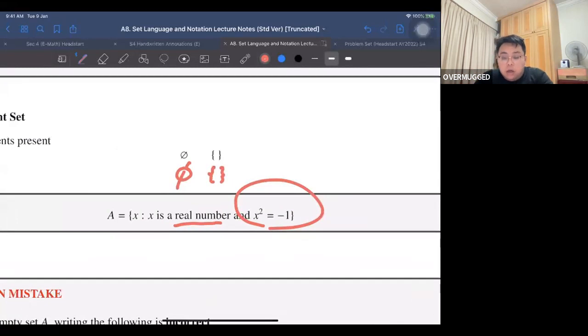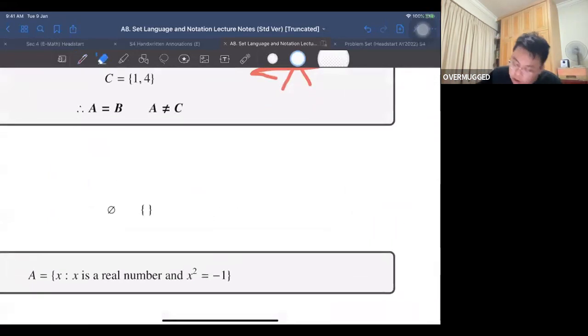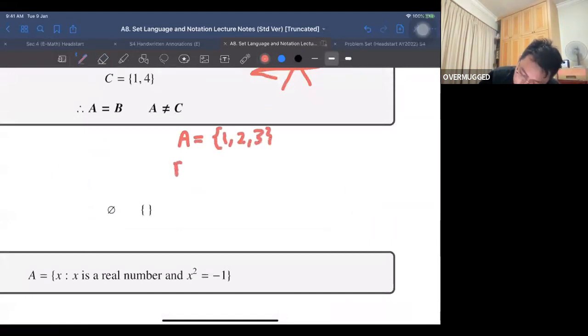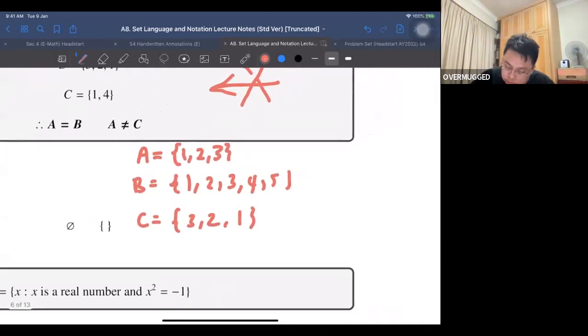Okay, yes, I can give an example. So to the person that asked, can you give an example of when you should use the subset symbol and when is it equal? Very good question. So let me just entertain that. I'll give you an example of a set. So I have A, let's say is 1, 2, and 3. B is 1, 2, 3, 4, 5, and C is 3, 2, 1. Okay, so I have this set.